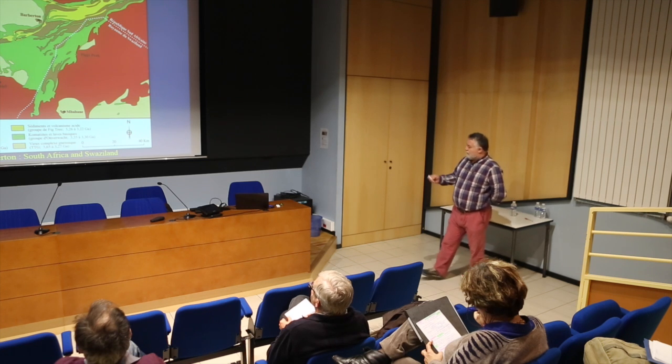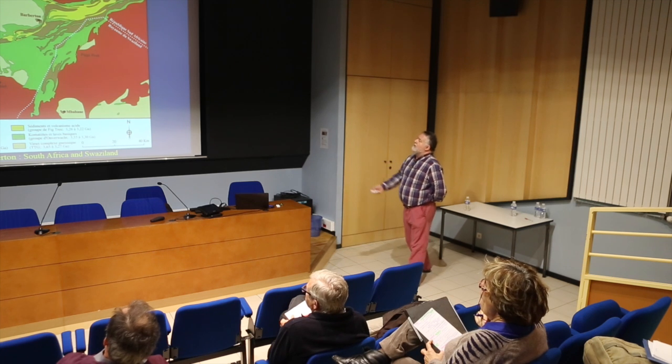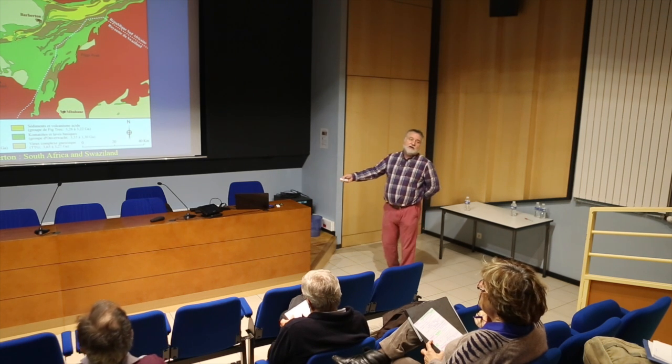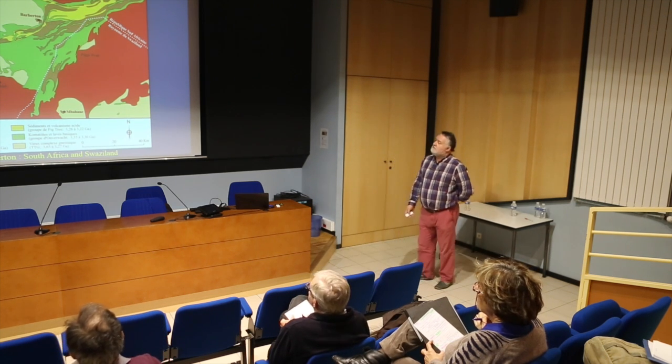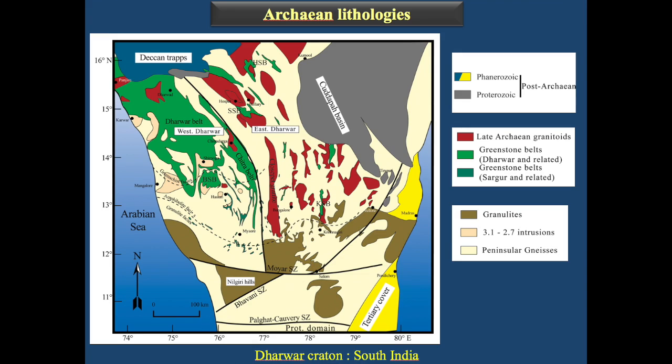Now, South Africa. So we are here in South Africa, here, and Swaziland, here. And what we can see is that we have the same three components. In yellow, the granitogneissic basement, color green and brown, the greenstone belt. Here, this is the Barberton greenstone belt, and in red, the late granite, cutting everything. You like the maps? I expect.